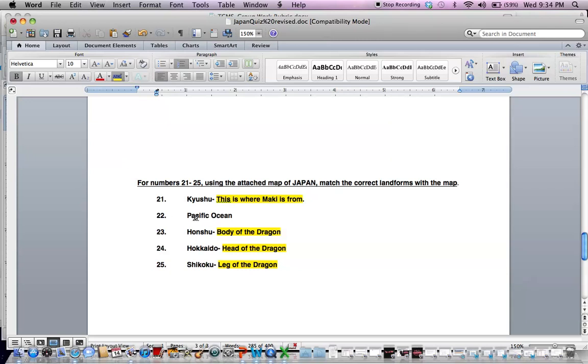Number 22, Pacific Ocean. Look at the map. Which letter has where the Pacific Ocean would be? Put that down for number 22. 23, Honshu. This is the body of the dragon. Remember, Japan looks like a dragon? Okay. 24, Hokkaido. Head of the dragon. Okay. Remember, Japan looks like a dragon. That's the head. And Shikoku, number 25, is one of the legs of the dragon. Okay. So hopefully this will help you out.